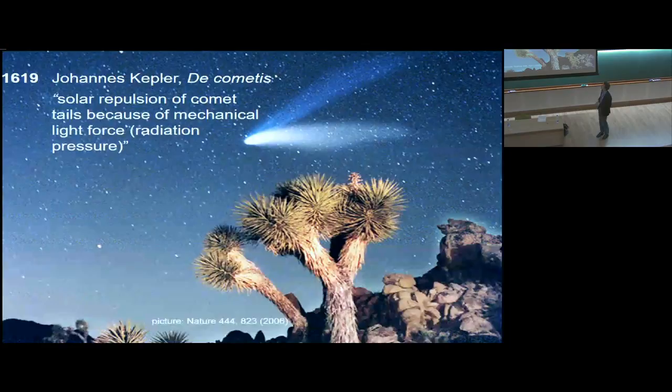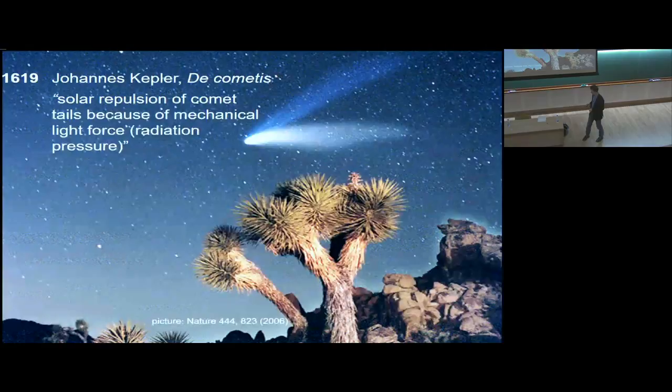The two tails come from the winds from the sun, which are charged, on the one side. So anything that is charged would be blown away by this solar wind. And then there's also a part of the tail which is deflected a little bit less. This is really dust particles that are not charged, which are hit by radiation pressure and then move off.